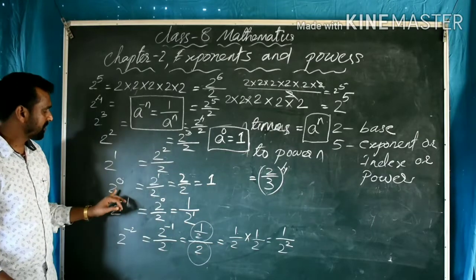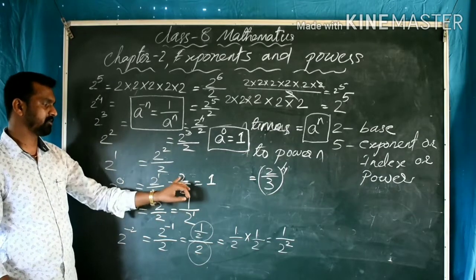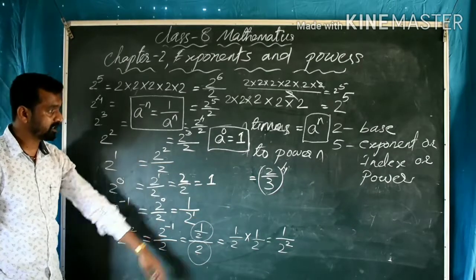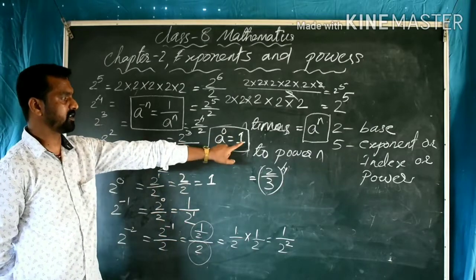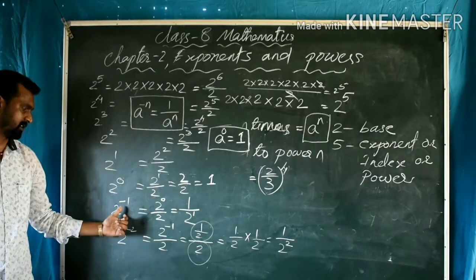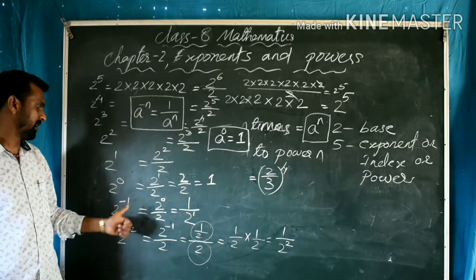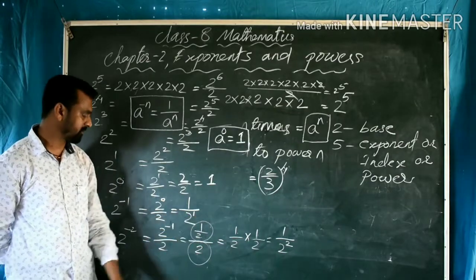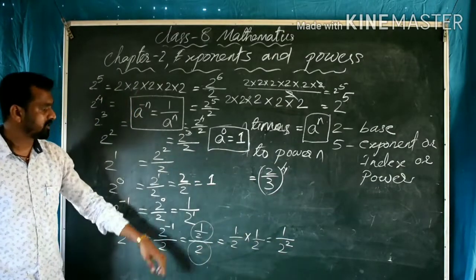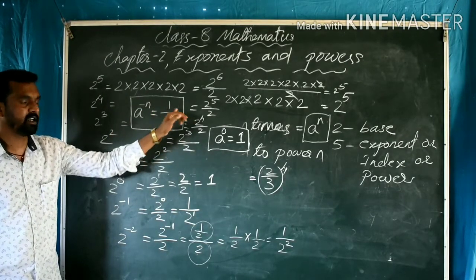And 2 raised to 0 is equal to 2 raised to 1 divided by 2, that is 2 divided by 2, which is equal to 1. So in general we can write a raised to 0 is equal to 1. And negative integers as exponents: 2 raised to minus 1 is equal to 1 by 2 raised to 1. 2 raised to minus 2 is equal to 1 by 2 raised to 2. So in general we can write a raised to minus n is equal to 1 by a raised to n.